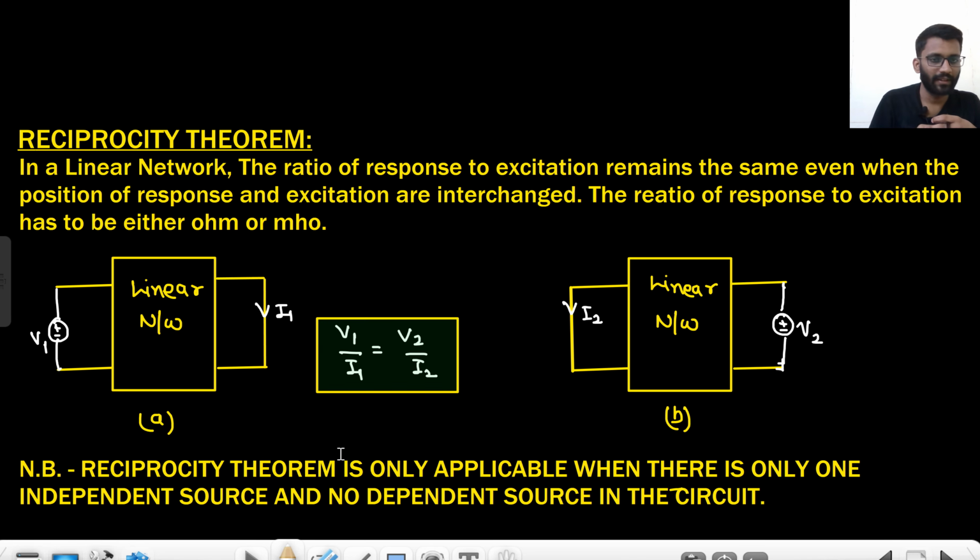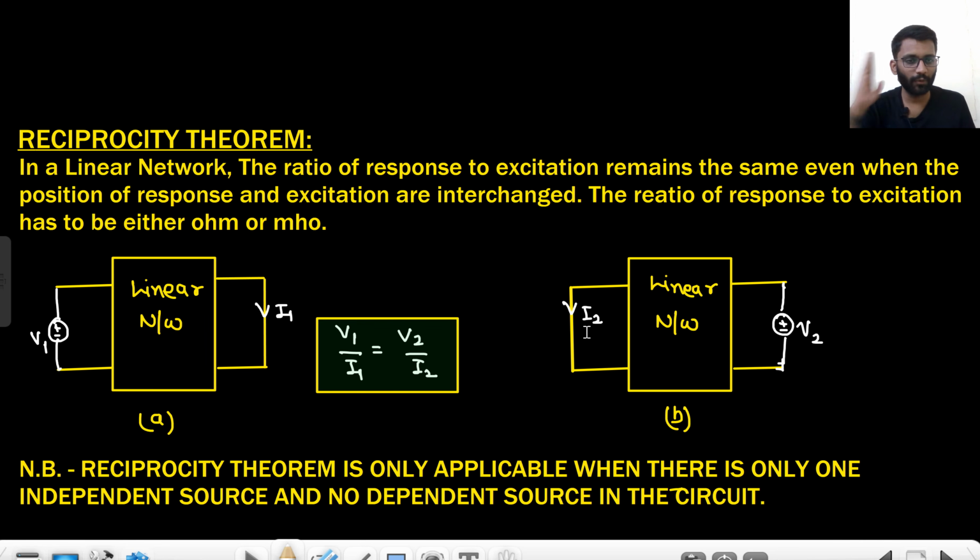What do you mean by that? Let's just assume I am applying a voltage V1 here and I am getting a voltage V1 dash here, and I am applying a voltage V2 here and getting a voltage V2 dash here. So I can't really say that V1 by V1 dash is equal to V2 by V2 dash. Now the ratio will not be the same because the ratio is volt by volt. It has to be ohm or mho.